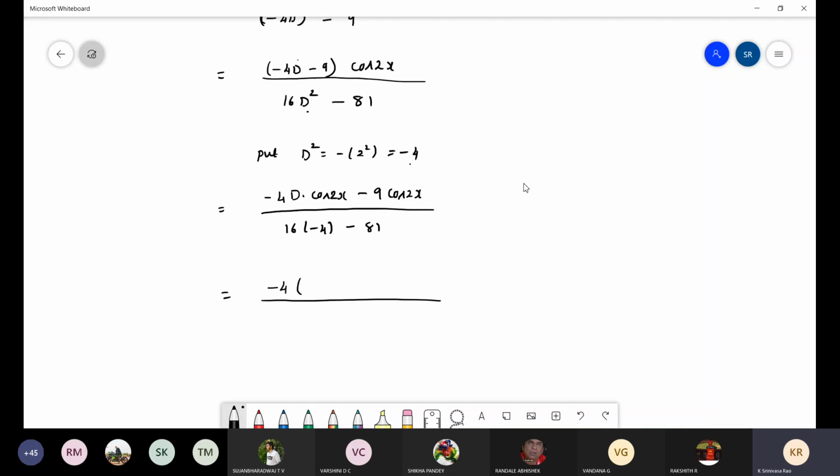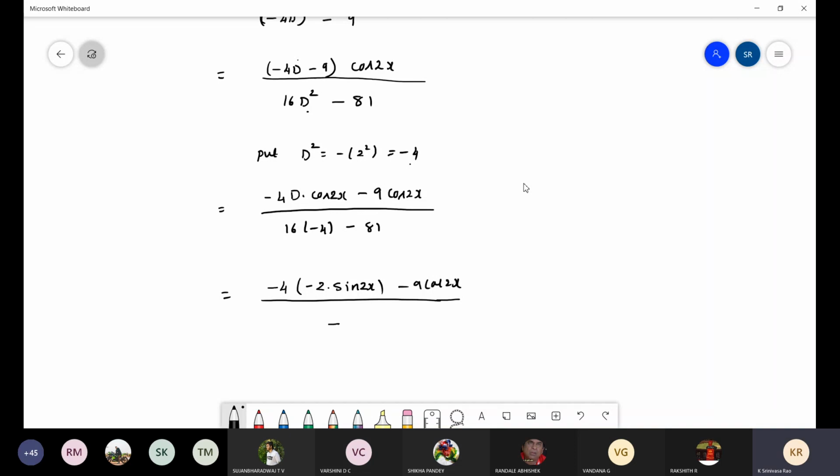What is the differentiation of cos 2x? Minus sin 2x into 2. Yes, minus 2 into sin 2x. I will write it like this directly. Minus 9 cos 2x, divided by what is the denominator number? It is 64, so 64 minus 64.